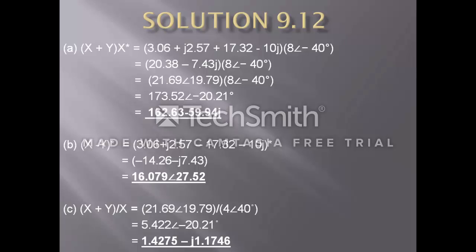The last part, C part, is x plus y divided by x. So we already calculated the value of x plus y in polar form, so we just write it down: 21.69 with a phase angle of 19.79 divided by 4 with a phase angle of 40 degrees. Solving this division, we get 5.422 with a phase angle of minus 20.21 degrees. Changing this into the rectangular form, we get 1.4275 minus 1.1746j.